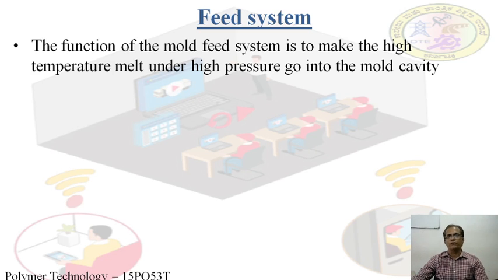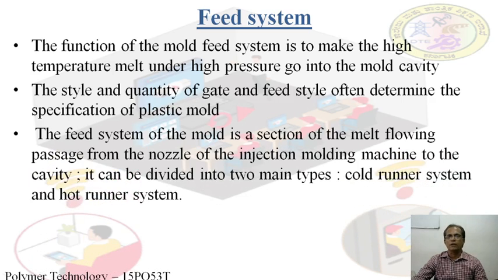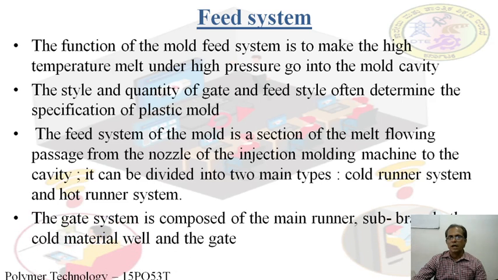The function of the mold feed system is to make high temperature melt under high pressure go into the mold cavity. The style and the quantity of gate and feed style often determine the specification of the mold. The feed system of the mold is the section of the melt flowing through the passage from the nozzle of the injection molding machine to the cavity. It is divided into two main types, cold runner system and hot runner system.